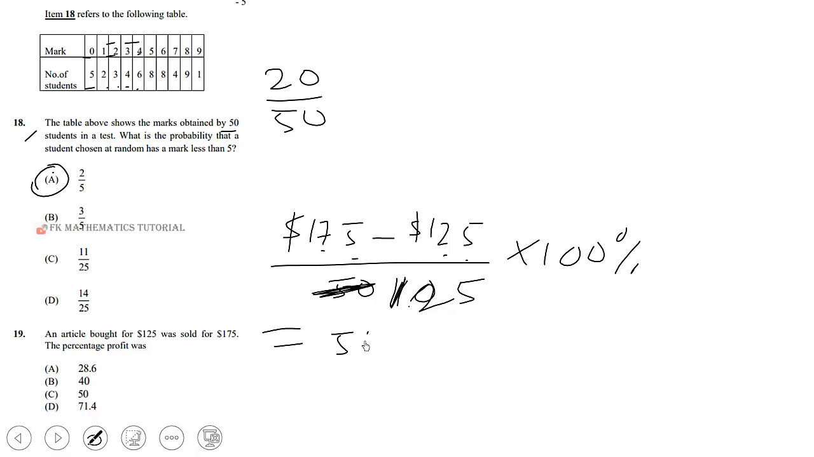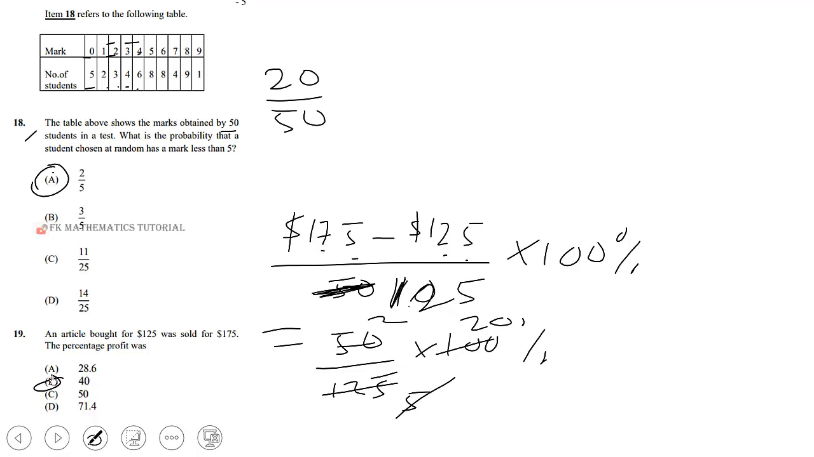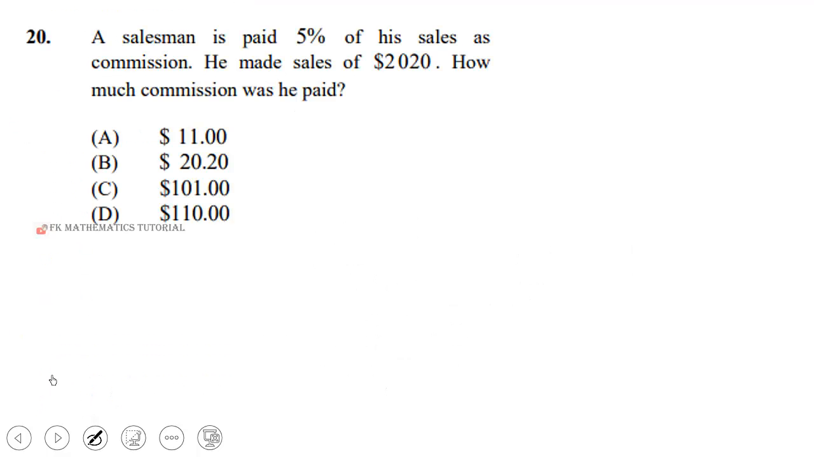So 50 over 125 times 100%. 25 will go into 50 2 times. 25 will go here 5 times. And 5 will go into 100 how many times? 20. 2 times 20 is 40. So the percentage profit was 40%.